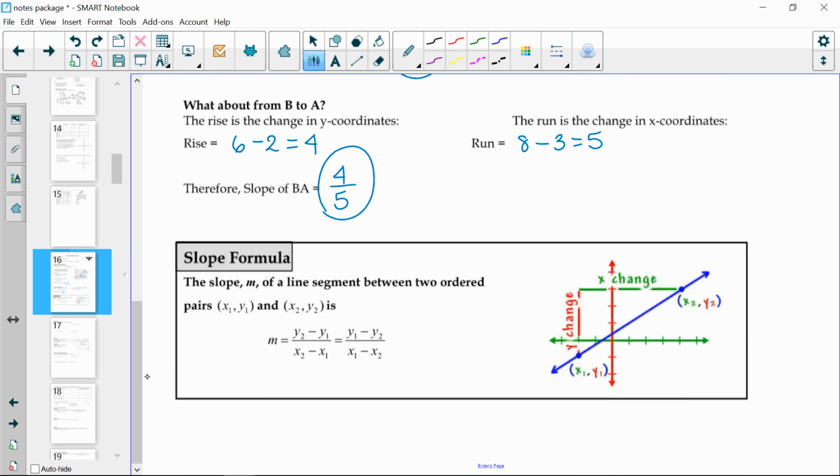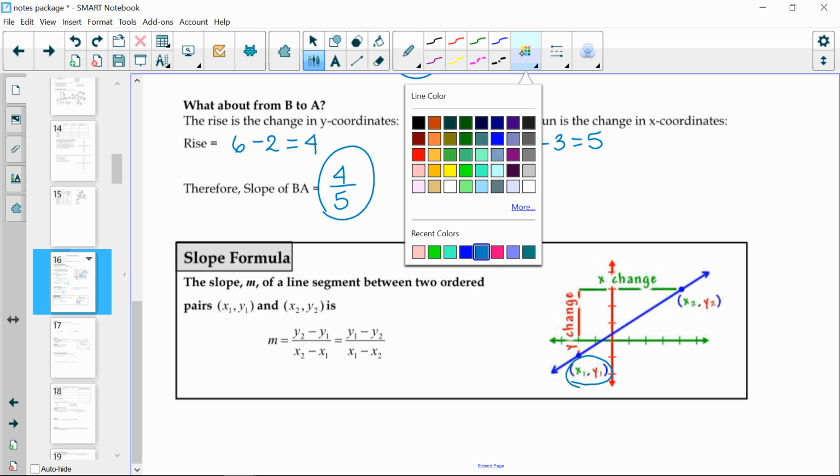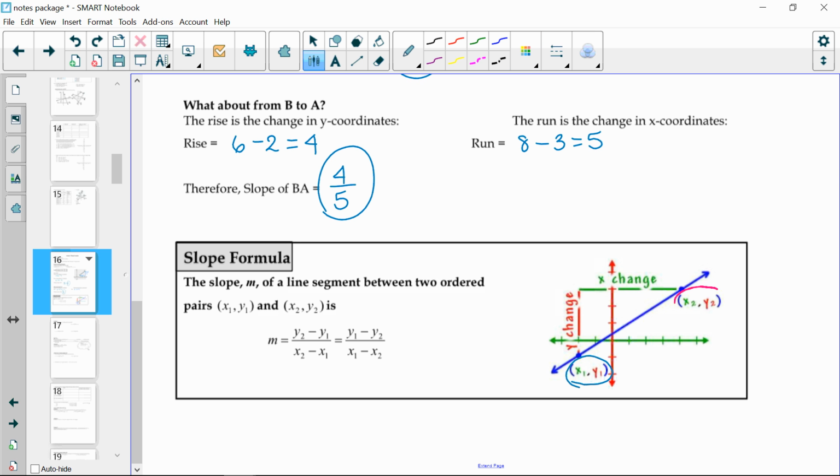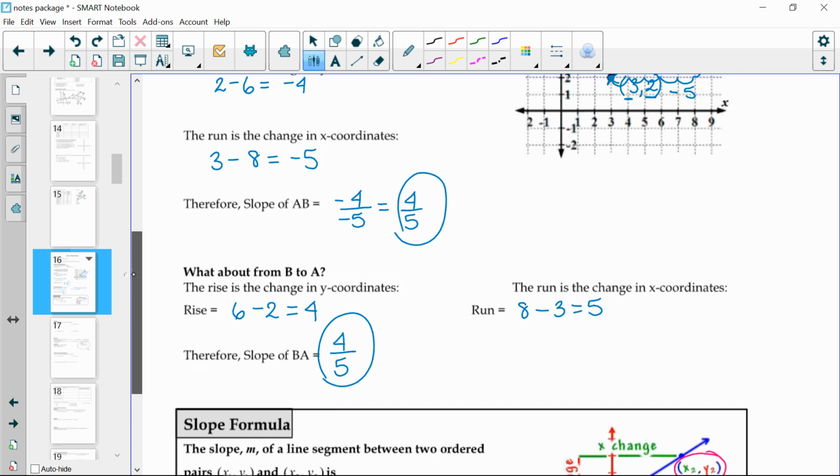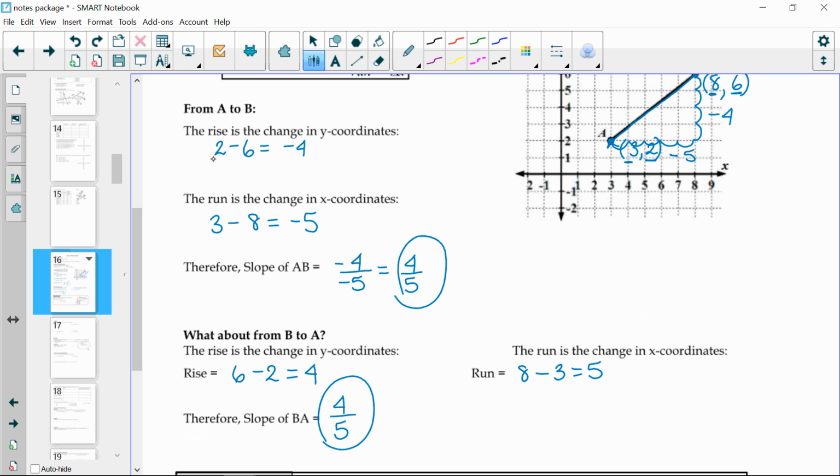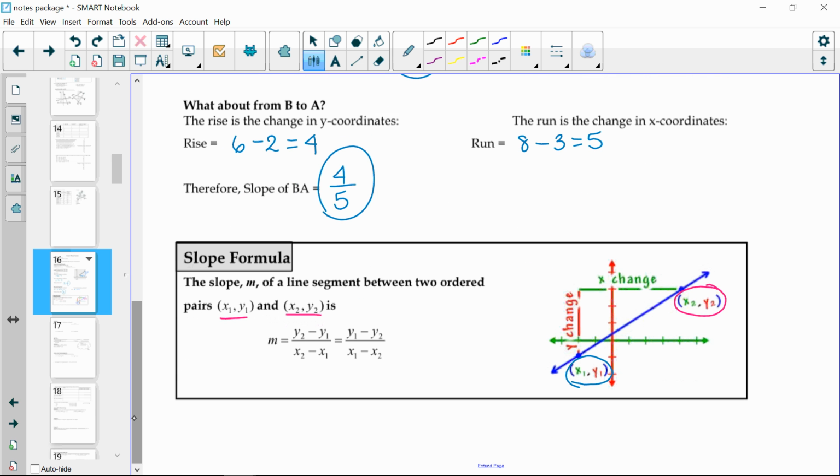Okay, so the slope M of a line segment between 2 ordered pairs: here's my first point, x1, y1. Here is my second point, x2, y2. So here are my ordered pairs, x1, y1, x2, y2. And we found that no matter which order we wrote our values in, so for example, either 2 minus 6 or 6 minus 2, or 3 minus 8 versus 8 minus 3, it still gave us the same slope.